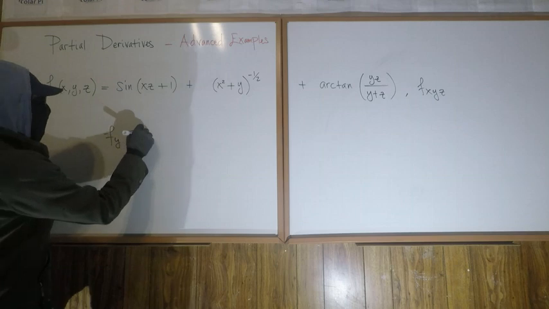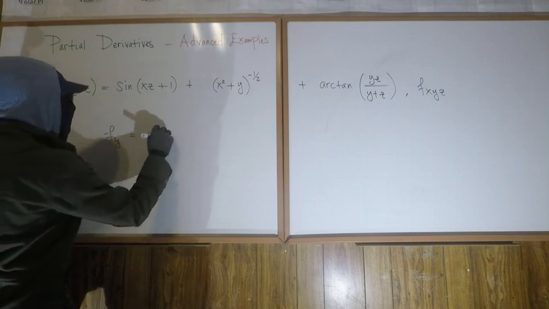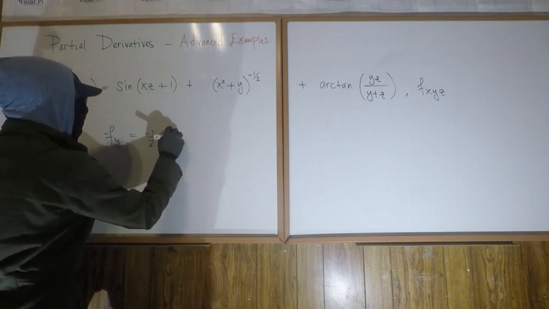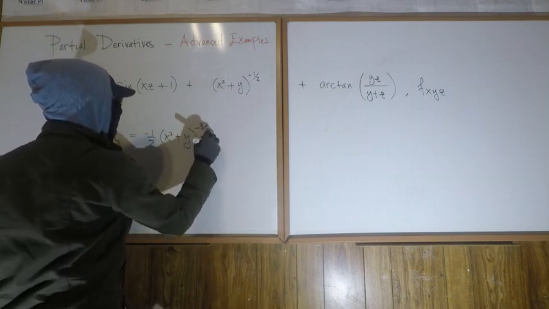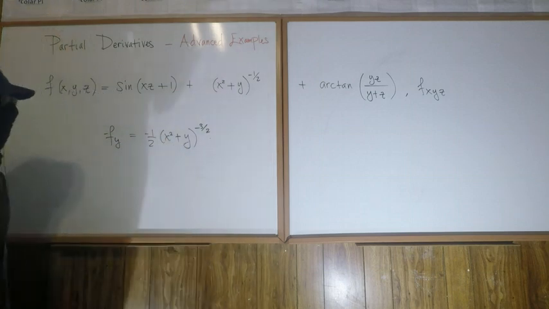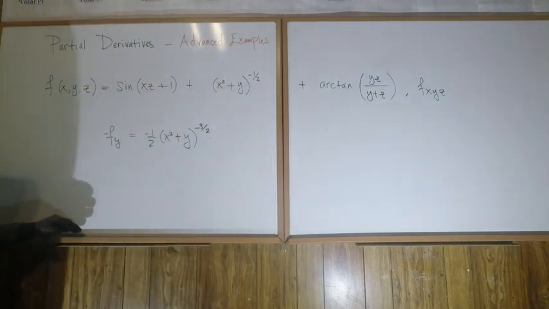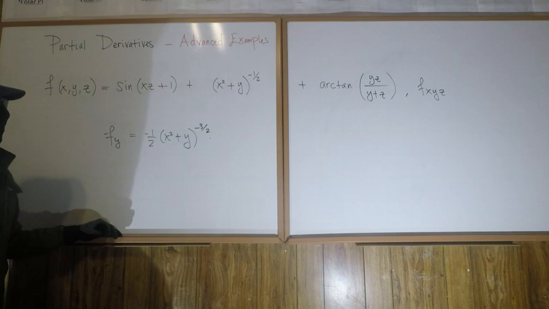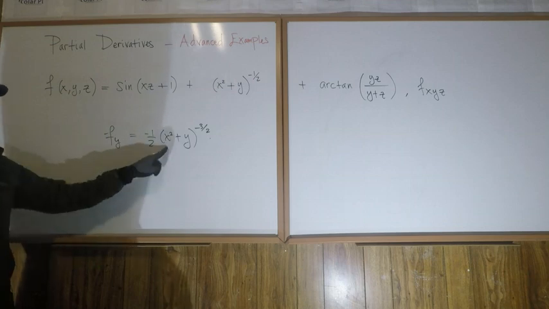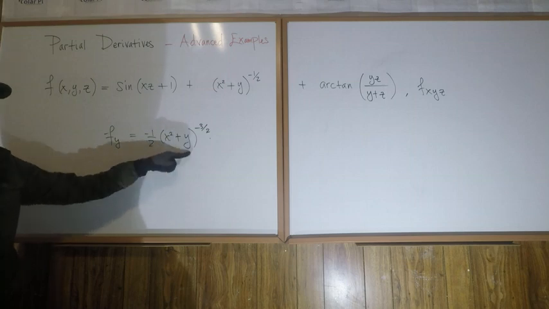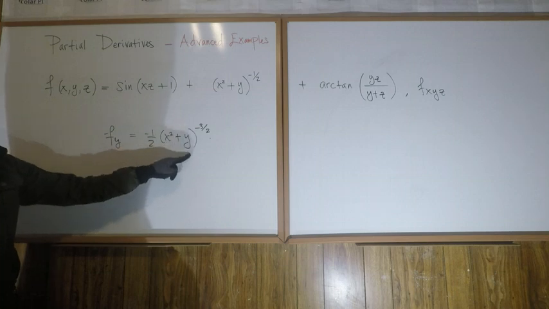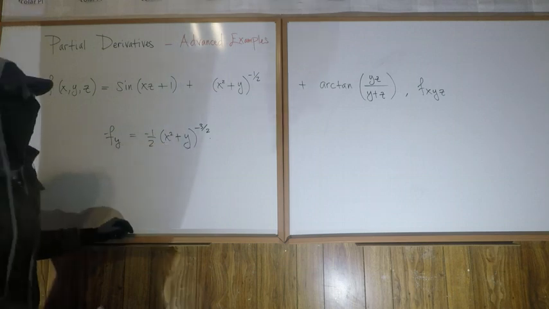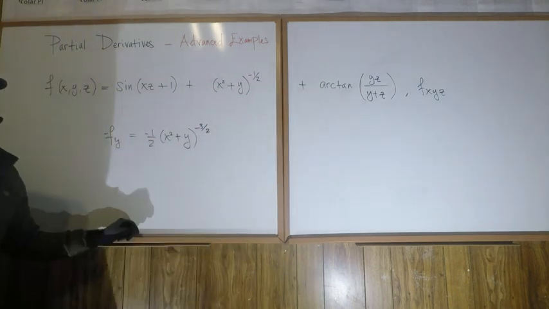So we're going to write negative 1/2, and then x squared plus y to the negative 3/2, and then times what? Times 1. Why do you say times 1? Because we're doing fy, so anything with x is a constant, so this x squared is a constant, so its derivative, when we do chain rule for the derivative of the inside, is going to turn to 0, plus the derivative of y is just 1. So I don't need to write times 1, I'll just keep it like this.